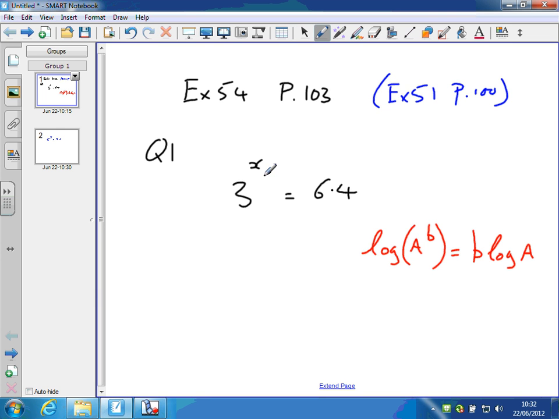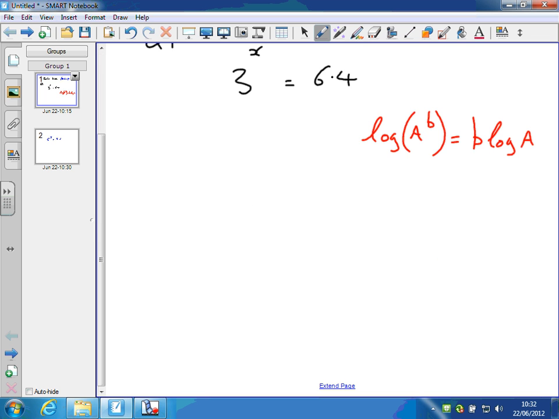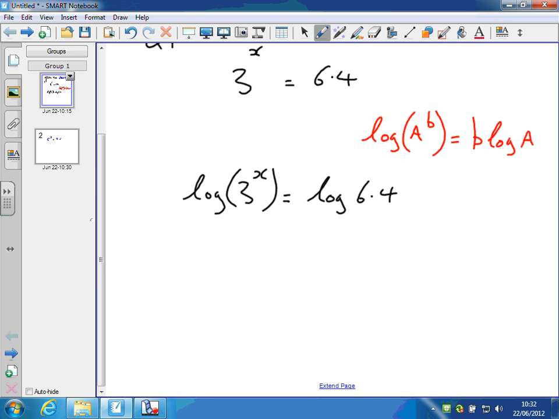So what I do is I take the logarithm of both sides. The logarithm of 3 to the power x equals the logarithm of 6.4. So that's the first step. Pretty well always, when you're trying to solve indicial equations, the first step is to take the logarithm of both sides.